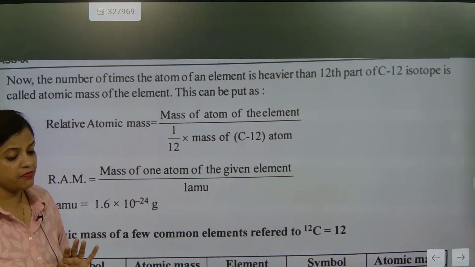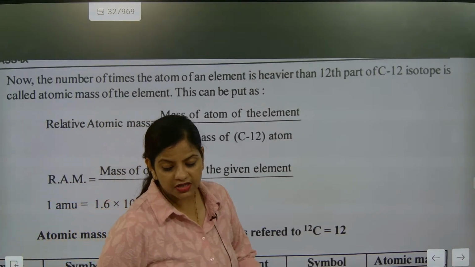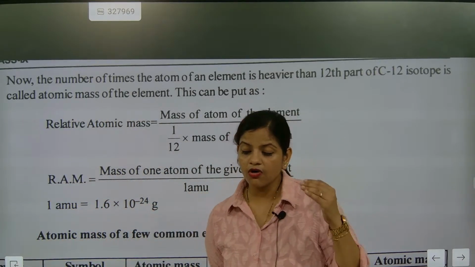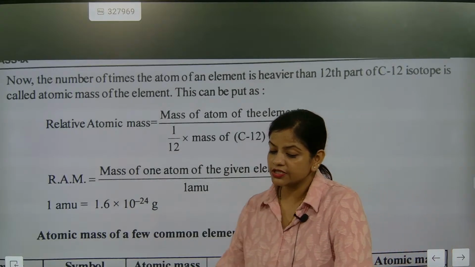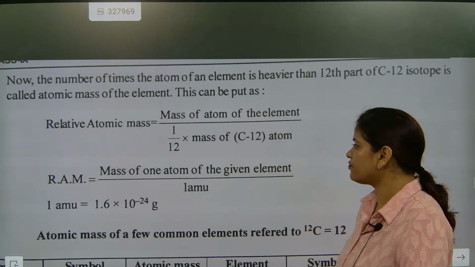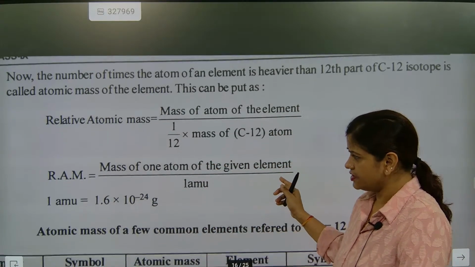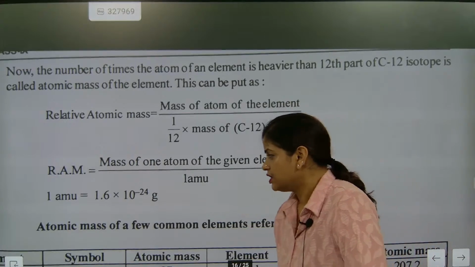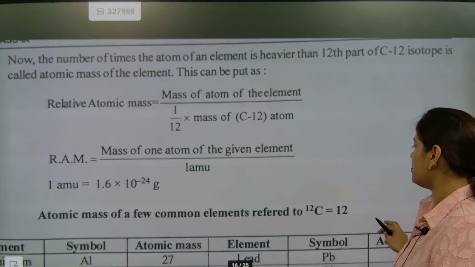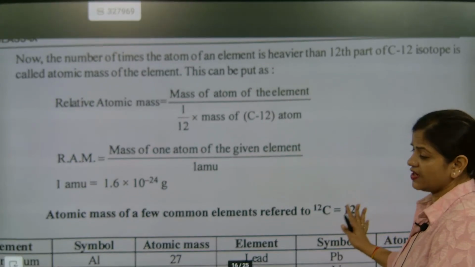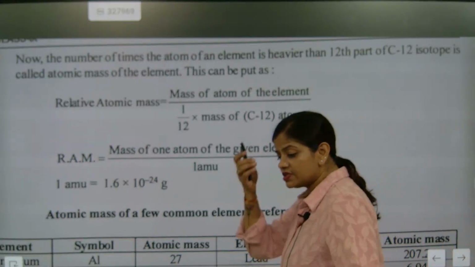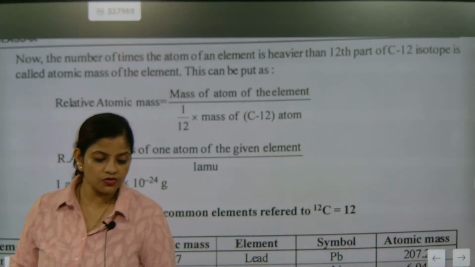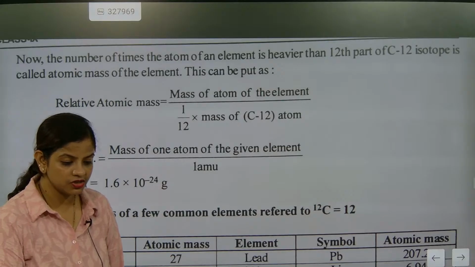This you must remember. So how to get the atomic mass, beta? The relative atomic mass of an atom of element is equal to the mass of the atom by 1/12 of mass of carbon atom. So this is a way to write down the content. We are going to check the atomic mass of a few common elements. But this one you please note down in your note. This is one of the most important things.